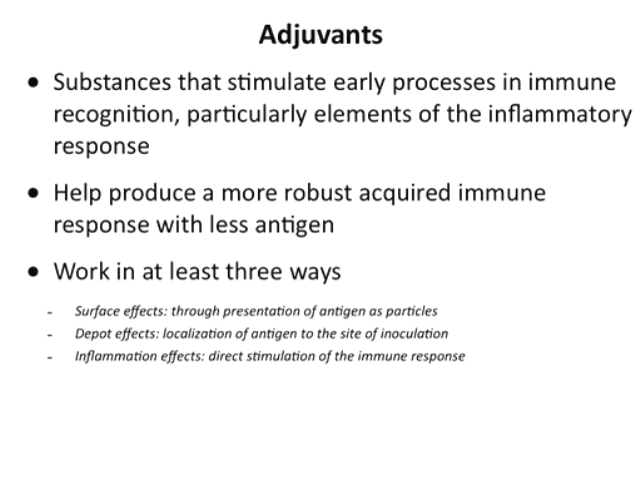And there are at least 3 ways that these adjuvants work. Through presenting antigens as particles, so the adjuvants are particulate and they present the antigen as a particle, which may lead to a better innate response. Localizing the antigen to the site of inoculation, it doesn't diffuse all over. Maybe this gives a better innate response. And as I said, it stimulates inflammation.